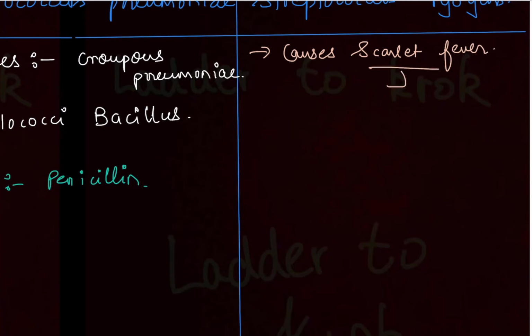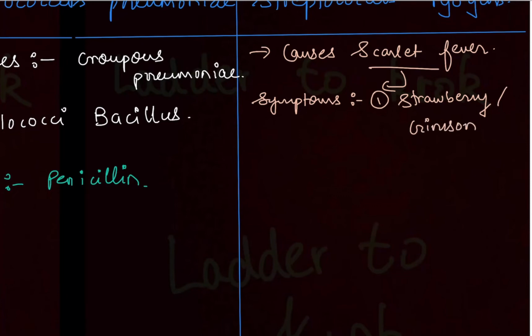Now, symptoms of scarlet fever is what you should remember, because it is very, very important, and it is going to come in other subjects also of your Krok. So symptoms include strawberry or crimson colored tongue. So tongue will become very, very red, similar to how a strawberry has its color. So strawberry or crimson colored tongue.